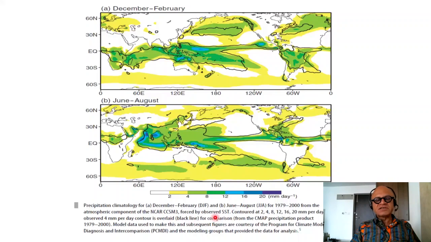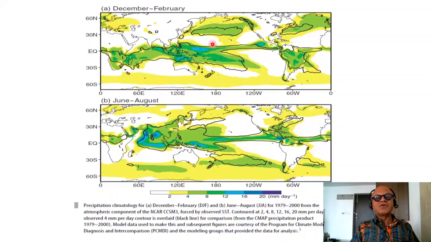They are forced by SST, so here the atmosphere is seeing just the sea surface temperatures. So this is the faster, so-called AMIP simulation. Contours are at 2, 4, 8, 12, 16, 20 millimeters per day. The observed 4 millimeter per day contour is overlaid in black line. The observed is estimated from satellites and gauges and so on from a product called CMAP, a precipitation climatology product. Model data is used to make this, and subsequent figures are courtesy of the program.